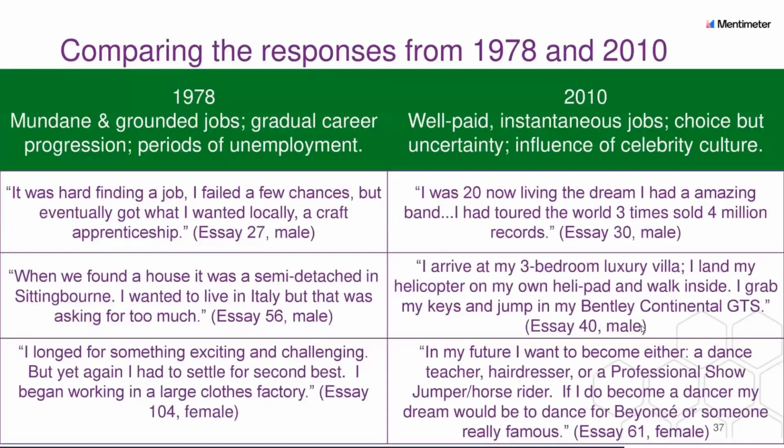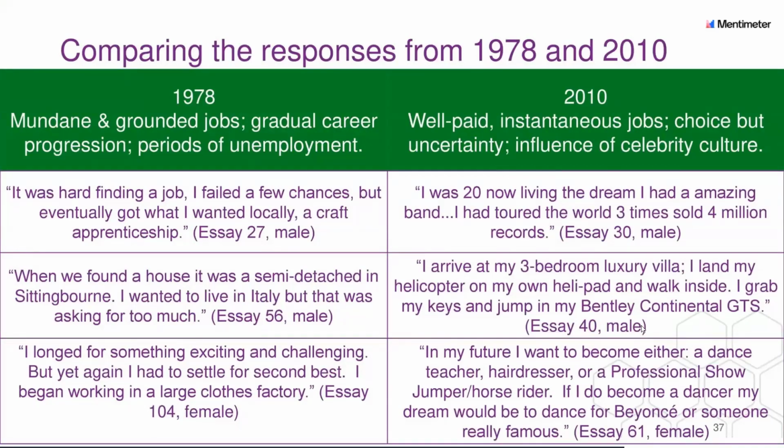but they covered them in very different ways. In 1978, students expected much more grounded and arguably mundane sorts of jobs. Career progression was gradual and followed on from very hard work. Sometimes there was talk of periods of unemployment or even, quite morbidly, their own early death or the early death of someone they loved. You can see examples in the left column of some of the quotations from those essays, such as the one at the bottom: I longed for something exciting and challenging, but yet again, I had to settle for second best. I began working in a large clothes factory.